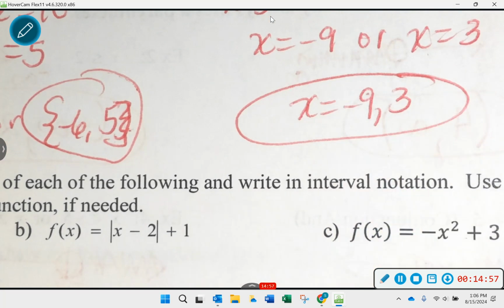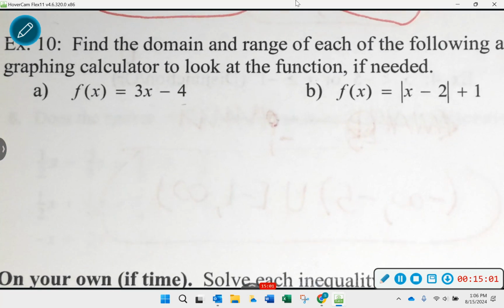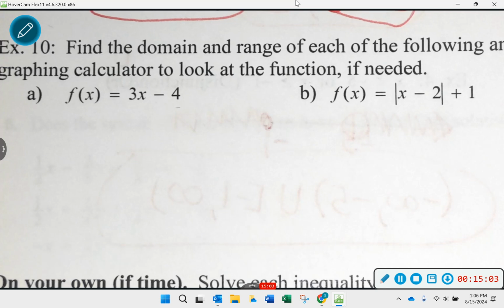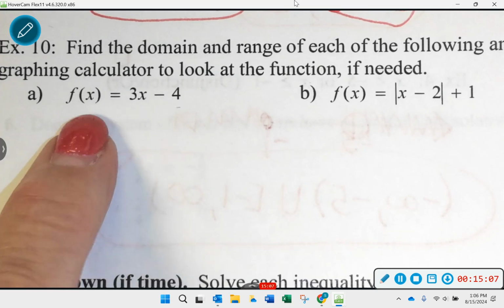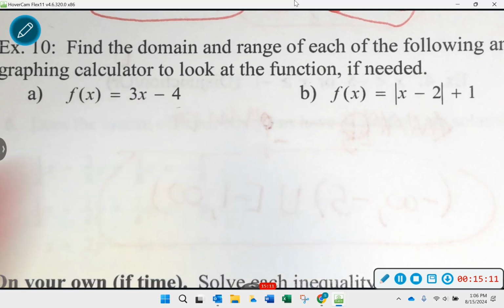Get it? -9 or 3? Great. Okay, last part here. We're going to be looking at equations and finding the domain and range. So part A, f of x just means y. This is really saying y equals 3x minus 4.